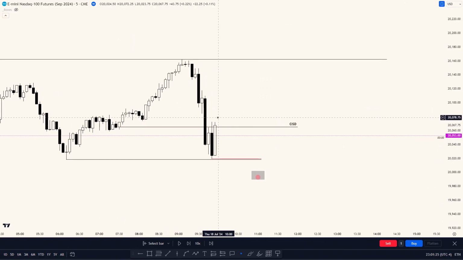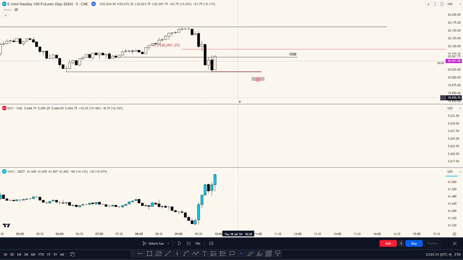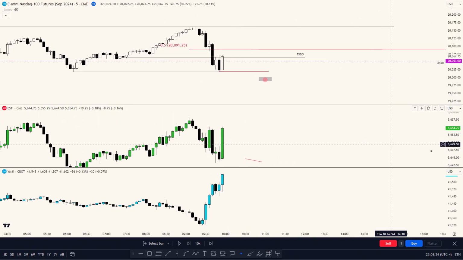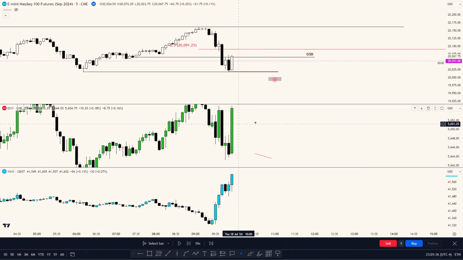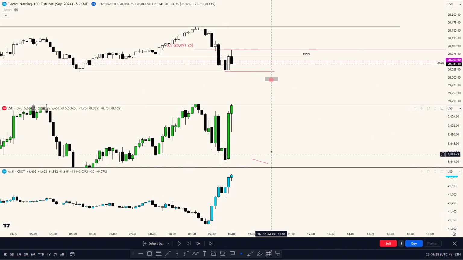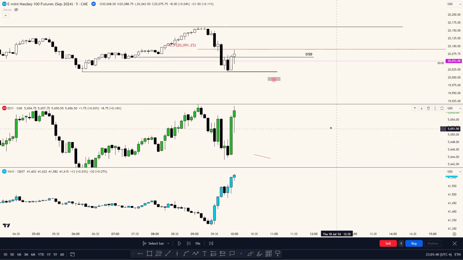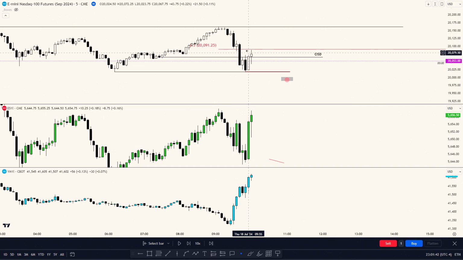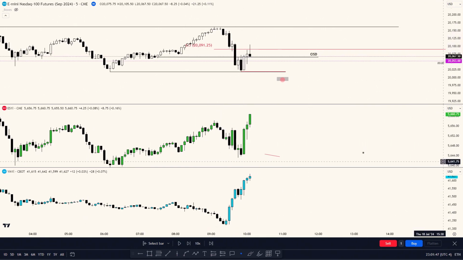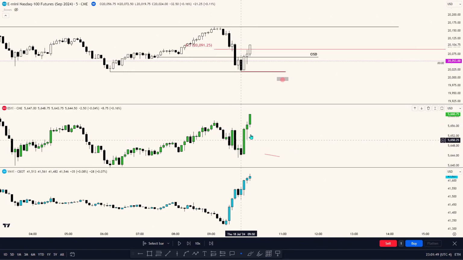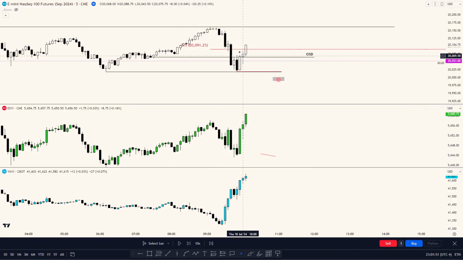And this is where I was anticipating price to come back into the equilibrium of the range, just because ES was having so much SMT. What I mean by that is you can see here that ES is making new highs while NQ is still stuck below equilibrium. So when you have SMT between the two most correlated assets, which are ES and NQ, you want to be anticipating the weaker one to be drawing towards EQ of the range. So that's what I was looking at.